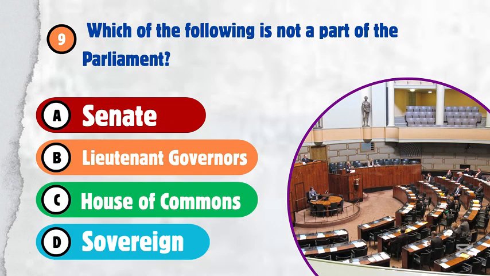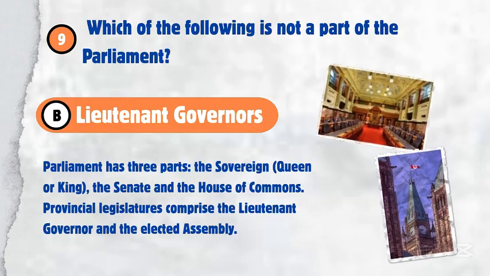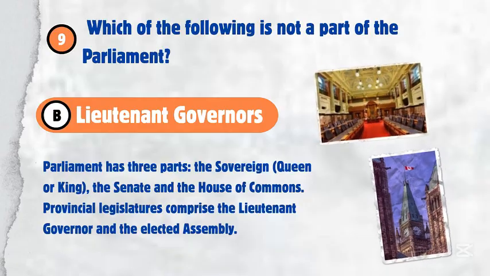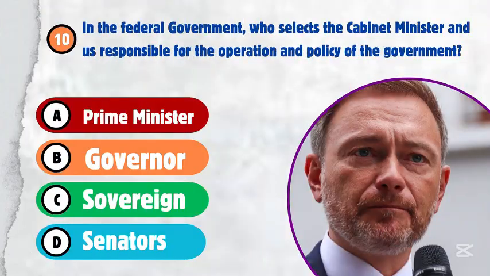9. Which of the following is not a part of the Parliament? A. Senate, B. Lieutenant Governors, C. House of Commons, D. Sovereign. Answer: B. Lieutenant Governors. Parliament has three parts: the sovereign, Queen or King, the Senate, and the House of Commons. Provincial legislatures comprise the Lieutenant Governor and the elected Assembly.